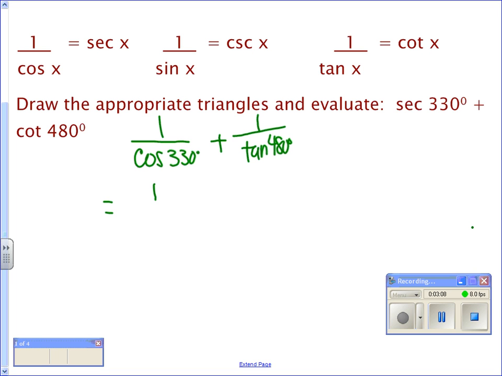What is the cosine of 330 degrees? It's the cosine of 30. What quadrant is it in? The fourth quadrant. What is the cosine of a 30-degree angle? Is it positive or negative? Cosine is positive in the fourth quadrant. Does that make sense? It's 330 degrees.